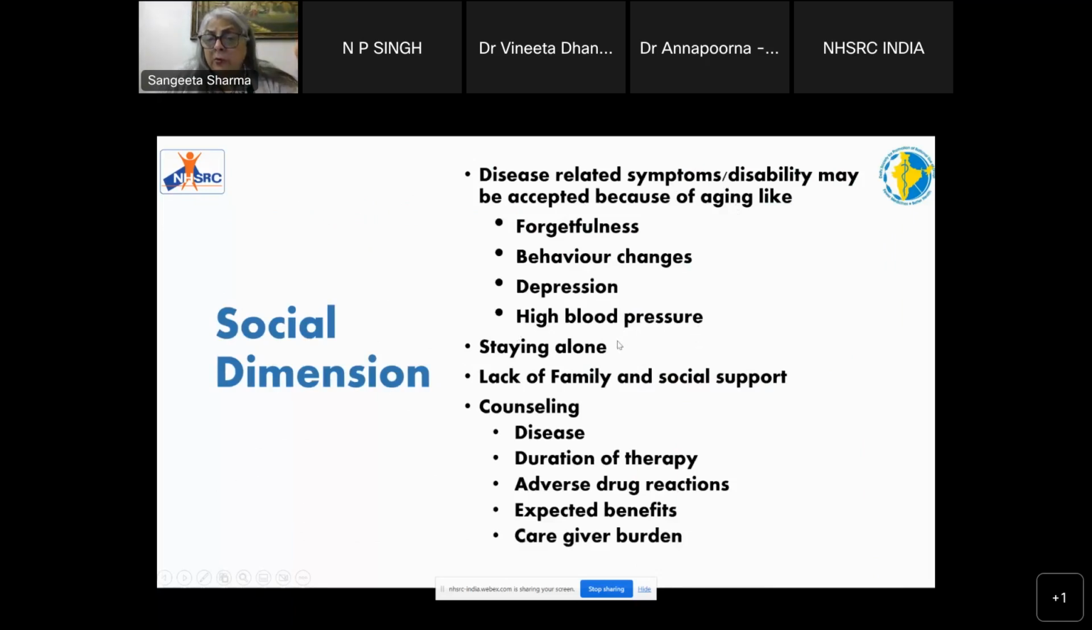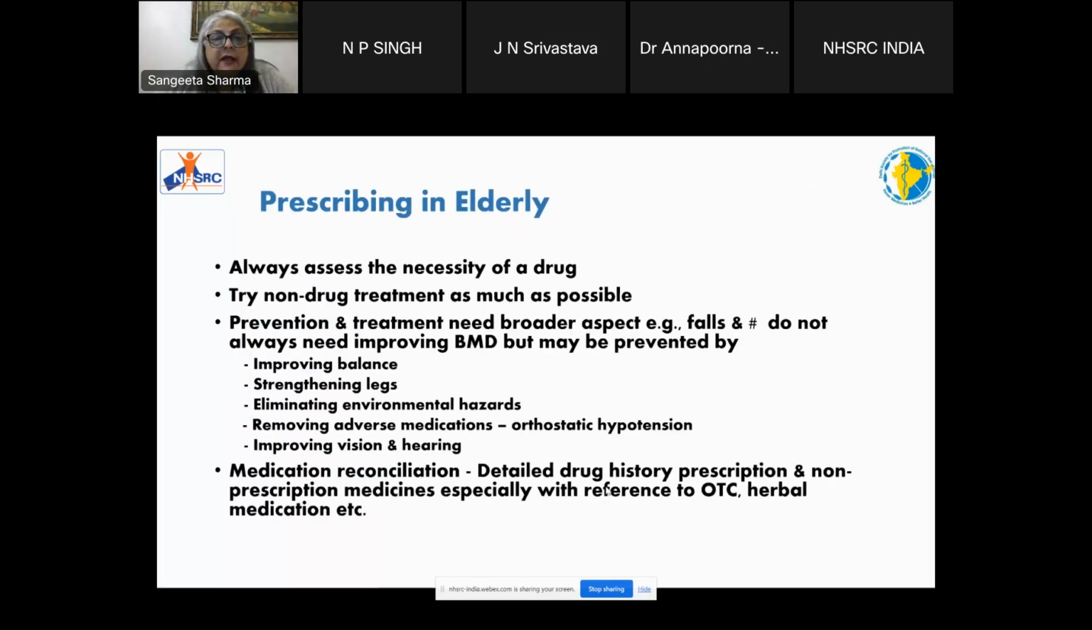They may be staying alone, there's no one to remind them, they are forgetful, so the compliance may go down. There may be lack of family or social support, and no one to buy or get a refill for their prescription. So you need to be looking into all these things and look for the shortest duration possible, and if there are any adverse drug reactions, those need to be identified and treated accordingly.